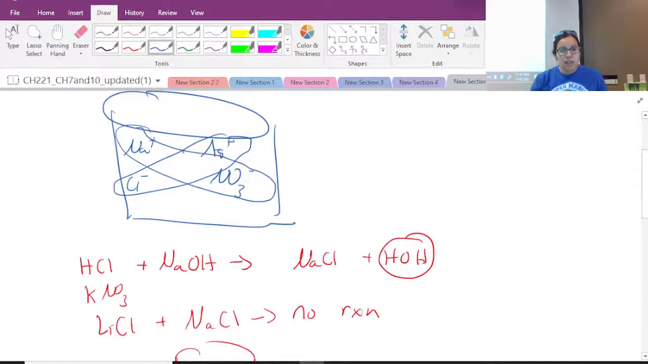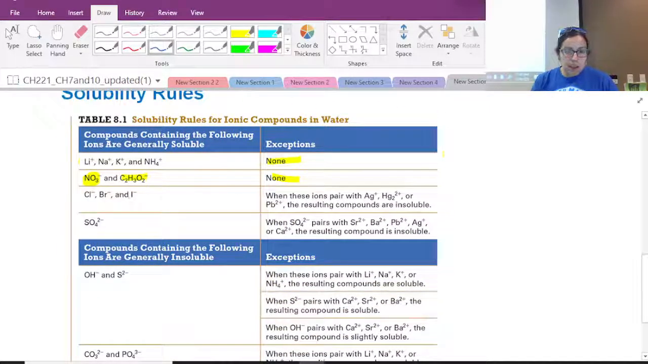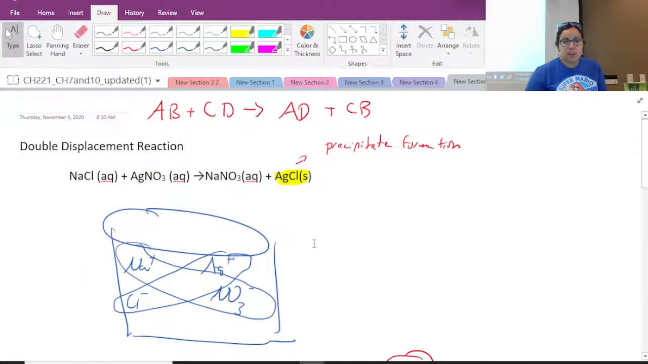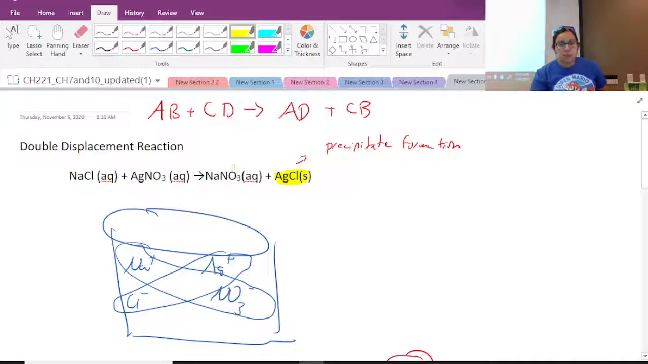So yes, it had to be the silver chloride. If we look, chloride, bromide, and iodide are insoluble with silver, mercury, and lead, those heavy metal ones. So the silver chloride would be the precipitate that falls out of the solution? Yep, and that's also why it was denoted with the S there, saying that it's coming out of solution as a precipitate, as opposed to the AQ designation, which means it's dissolved.